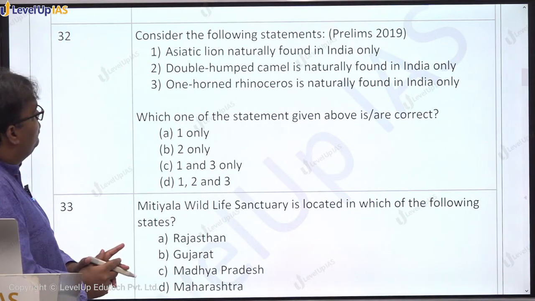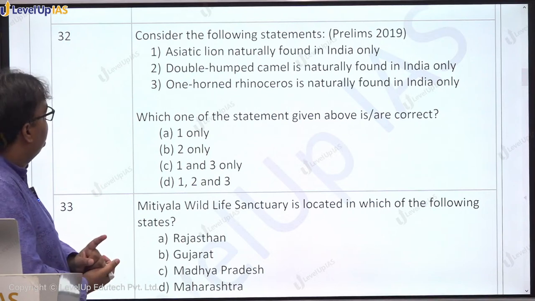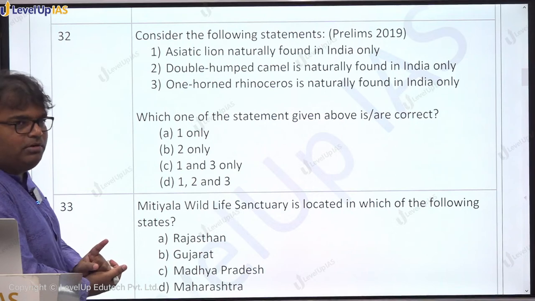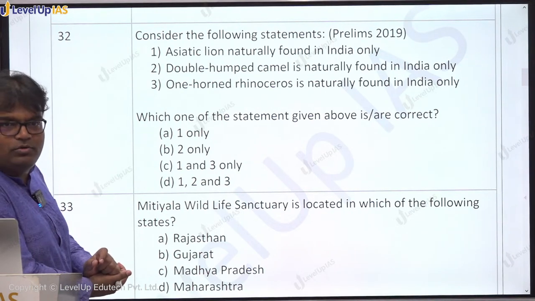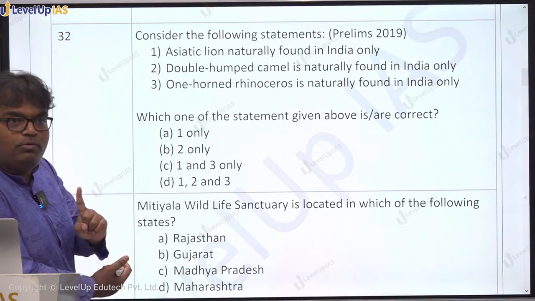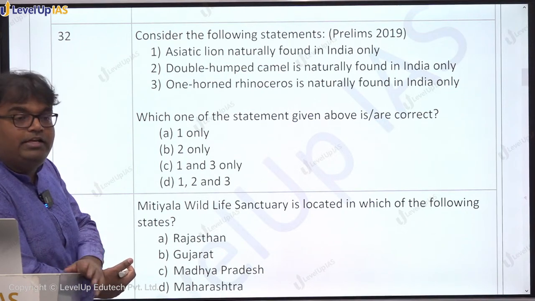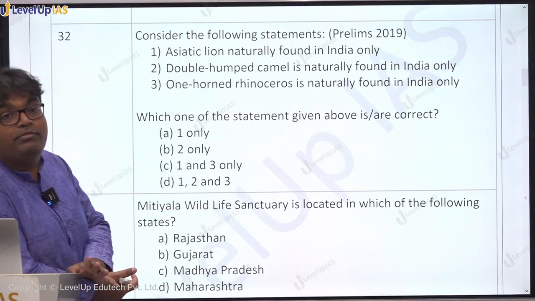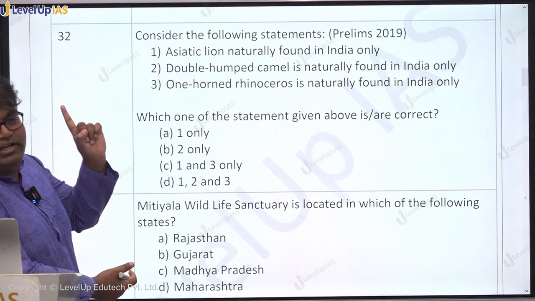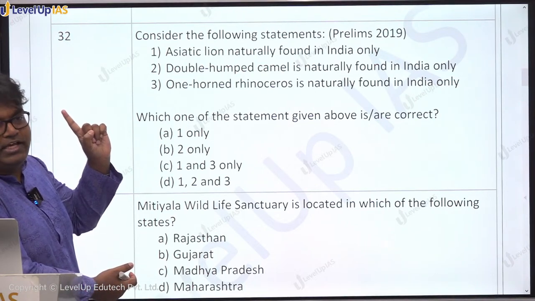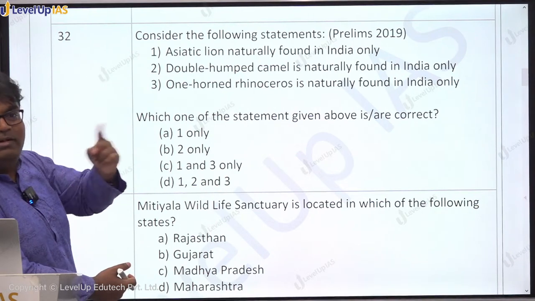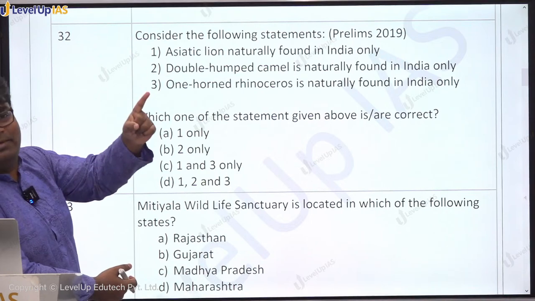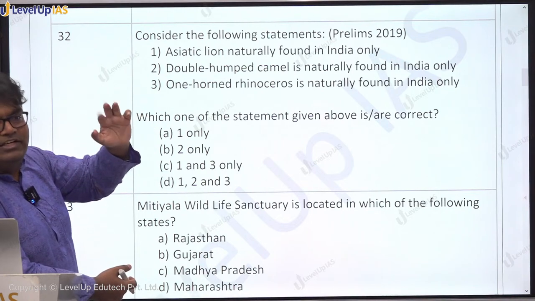Asiatic lions are found in India only. Yes, naturally. Double humped camel is naturally found in India only. Double humped camels are found in India, but not entirely in India. They're found in Central Asia also. We spoke about camels. Most of the camels in India are the dromedary ones, which came from Arabia. But in the Ladakh region, we have some double humped camels, the Bactrian camels.